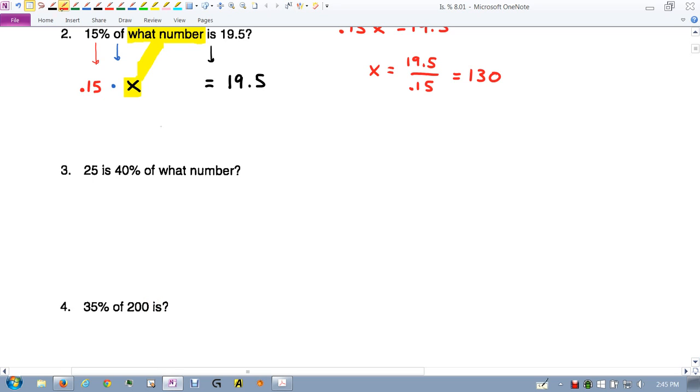What's the equation? There you go. 25 equals 40% is 0.40. I just put 0.4. Of is times, what number is x? And then we just solve that. So you're going to divide both sides by 0.4. What do you get? 62.5 equals x. So 25 is 40% of 62.5.